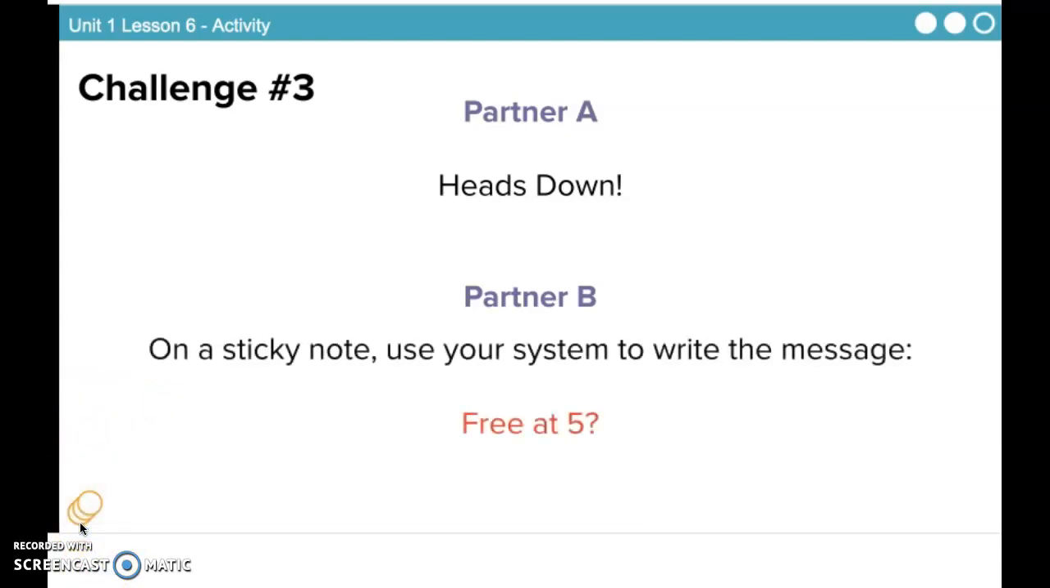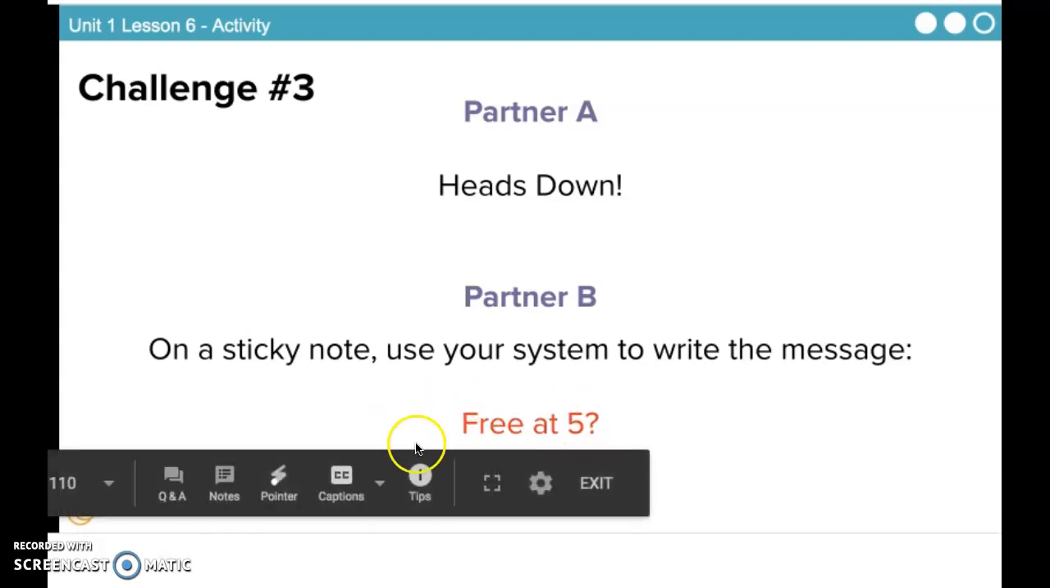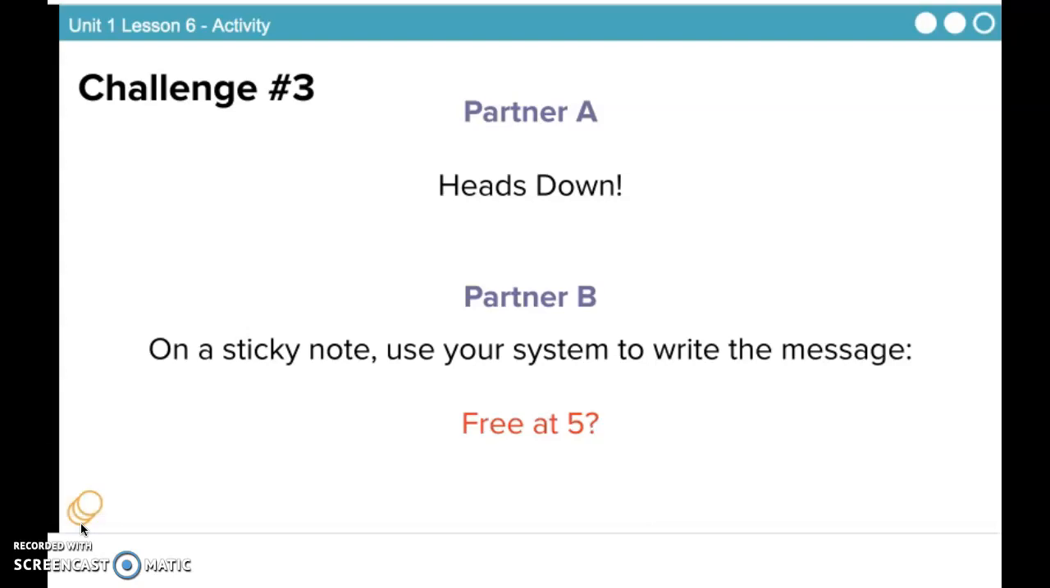Okay, so partner A, keep your head down. Partner B, on a sticky note, use your system to write the message. And this is the message. You're not writing these actual words, you're using your code to write it. Keep your head down, partner A. This would be a good time to hit pause so that you can get to work, and partner A, keep your head down.